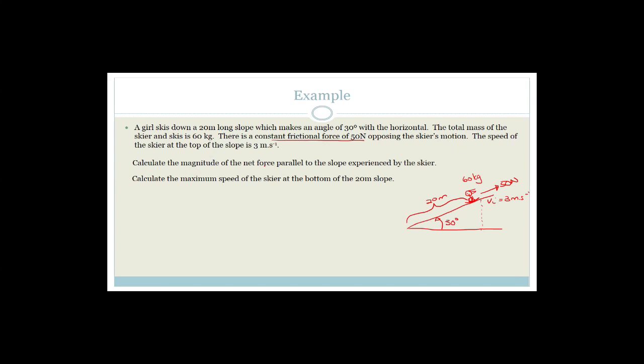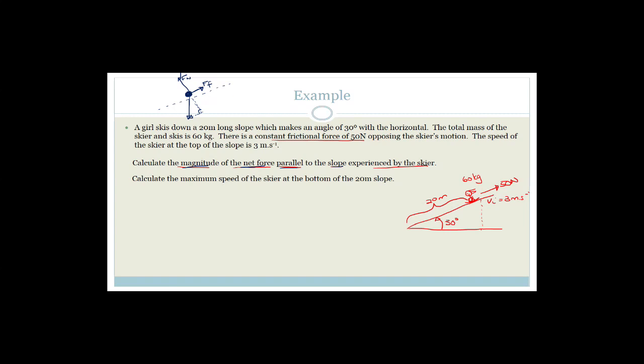It says calculate the magnitude of the net force parallel to the slope experienced by the skier. Okay, let's just stop for a second and draw a free body diagram of the skier. Here is the free body diagram and here is the slope. Do you agree that there's obviously the force of gravity down? And there is a normal force which is perpendicular to the surface. The force of gravity is broken down into the perpendicular component and the parallel component. We also know that there's a constant frictional force of 50 newtons in the opposite direction. So now they say calculate the magnitude of the net force parallel to the slope.